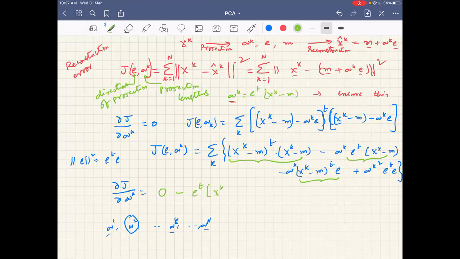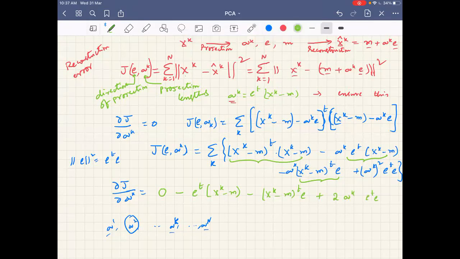E transpose XK minus M. That's all. Okay, because the AK will go away since it is a scalar. Fine. What is the last term now? AK square. Okay, so please note that there is an AK square into E transpose E. 2 times AK, E transpose E.